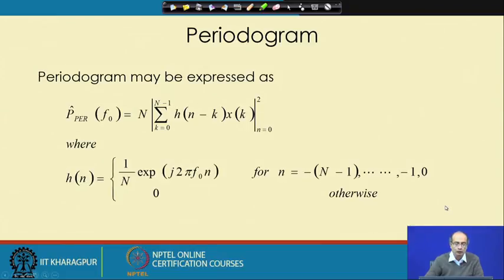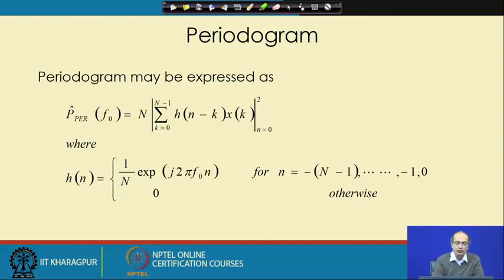What we will do? Instead of the exponential term directly, we will write it in the form of a convolution with an impulse response h n, where h n has the terms 1 by capital N exponential j 2 pi f 0 n for the lags starting from minus N plus 1 to 0, and it would be 0 for the other lags.